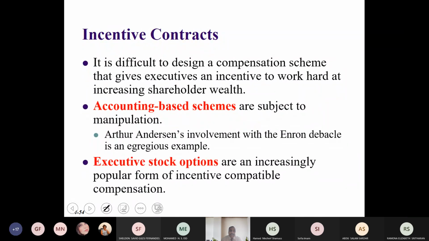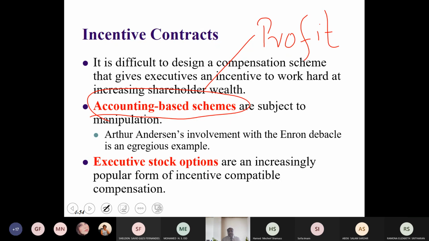Incentive. You can give 2 types of incentive to the board of directors as well as to the management, I mean the CEO. Accounting based. What is accounting based? I mean, given incentive based on, in accounting, what do we calculate? We calculate profit. So accounting based incentive to the CEO is based on the profit, while another incentive is to give him some stock. What is stock? We have discussed this. Give him some shares.